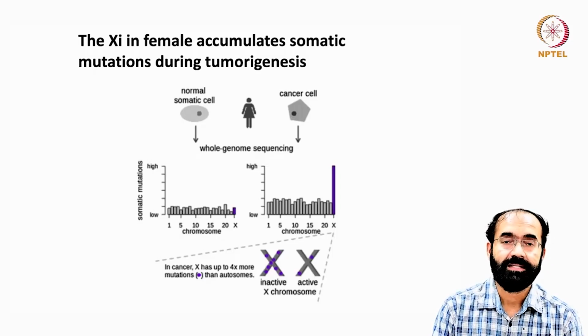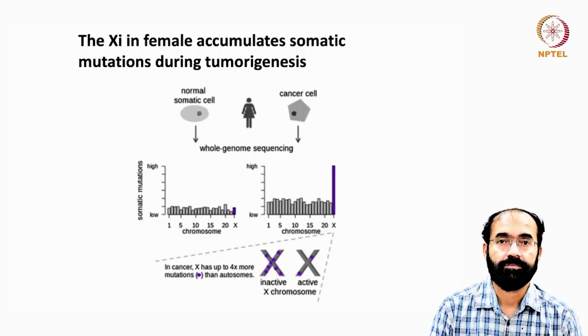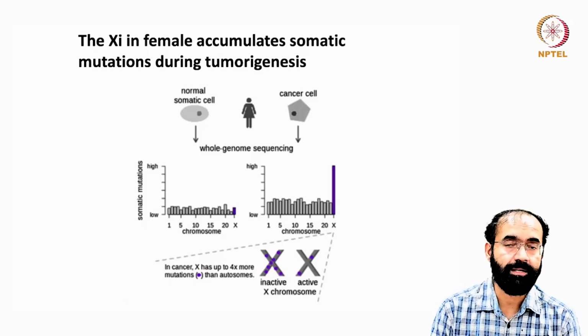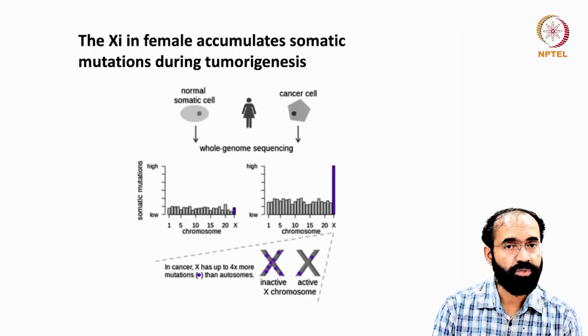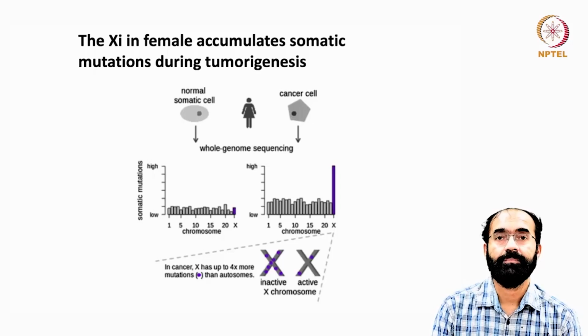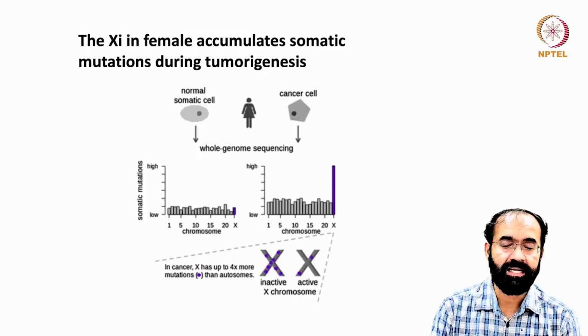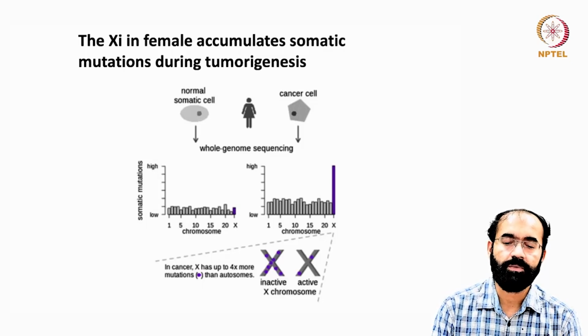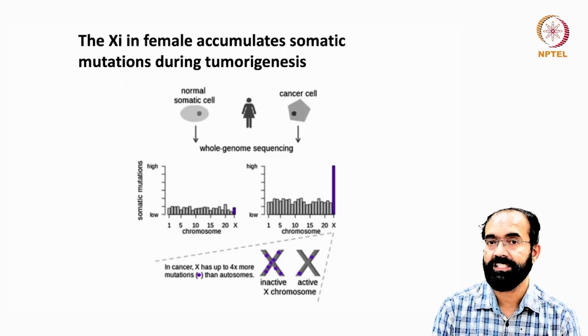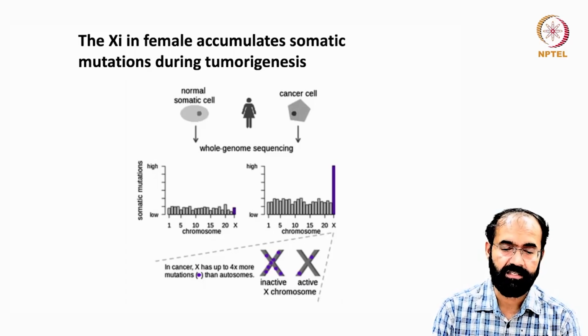So what happens, the same female cell, same means not the same individual, another female cell that has a mutation rate in somatic chromosomes or somatic genes compared to the X chromosome. So you can see here, compared to a normal healthy cell, the number of mutations is pretty low, and throughout the chromosome it is almost double. You have mutations one way or the other because it is not a normal cell, it is a cancer cell.